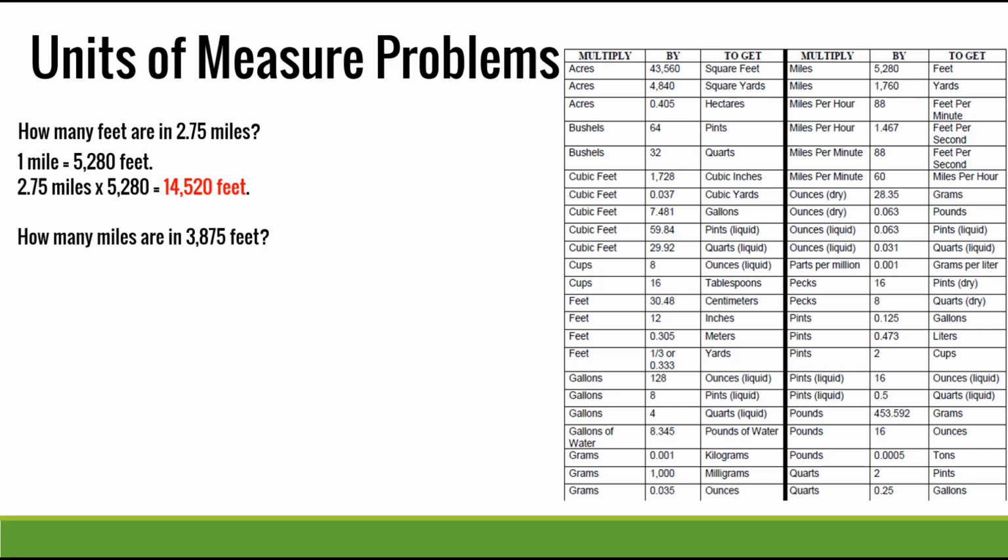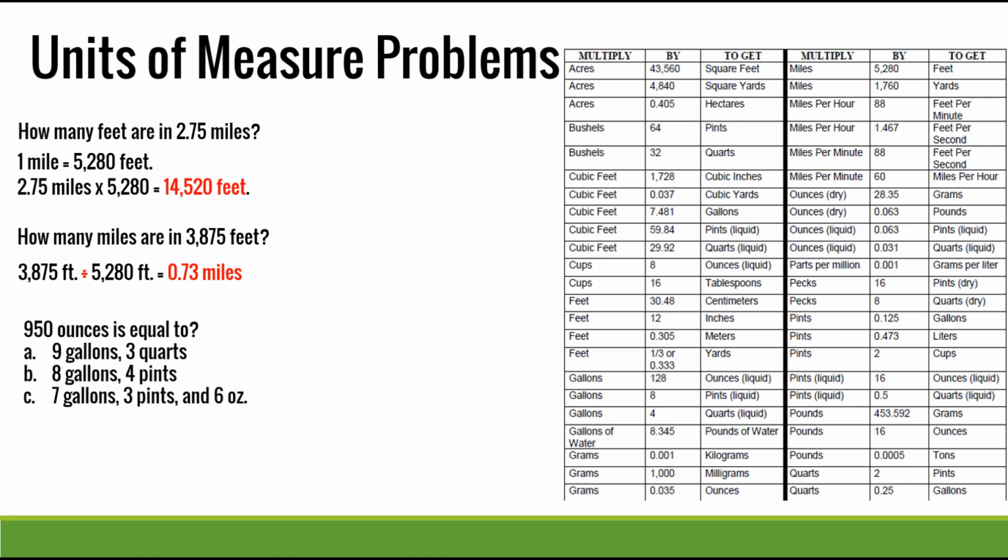Here's another question. How many miles are in 3,875 feet? Before we do any math calculations, I want to point out that 3,875 feet is less than 5,280. Therefore, our answer should be less than 1 mile. Let's go ahead and do this. 3,875 divided by 5,280, or 1 mile, is equal to 0.73 miles, which is less than 1 mile and is what we expected.